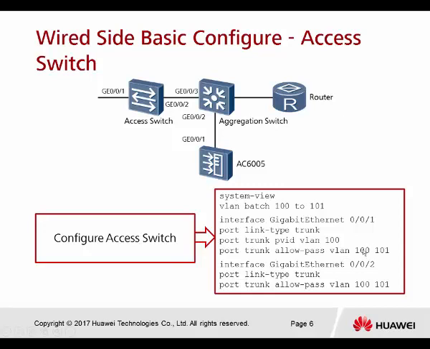VLAN 100 will be used as the management VLAN, like the protocol and control frames used between the AP and the controller. And 101 will be used for our SSID. Okay, don't forget to do it on port number 2.